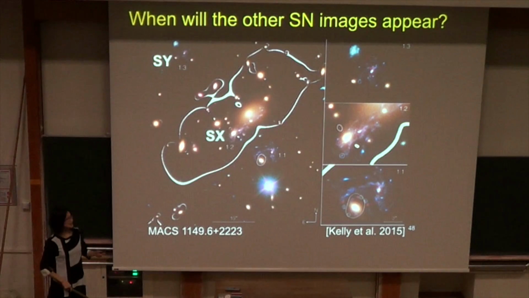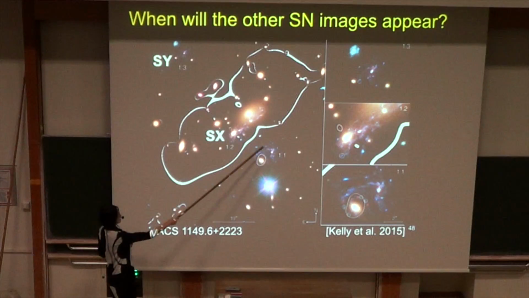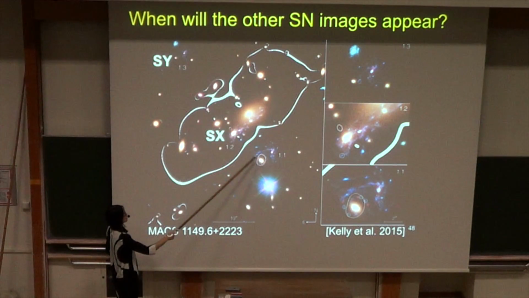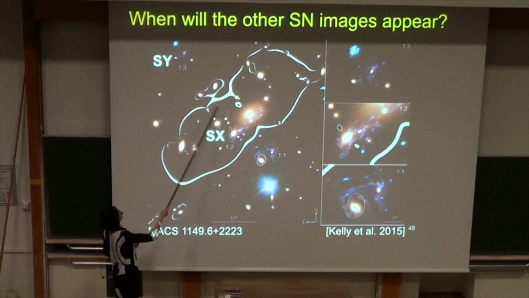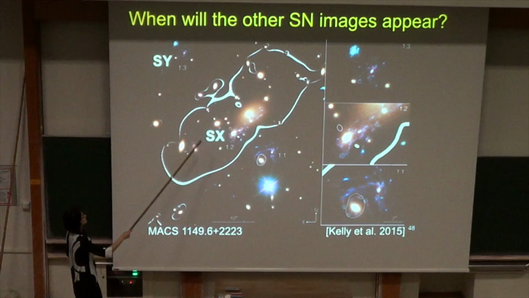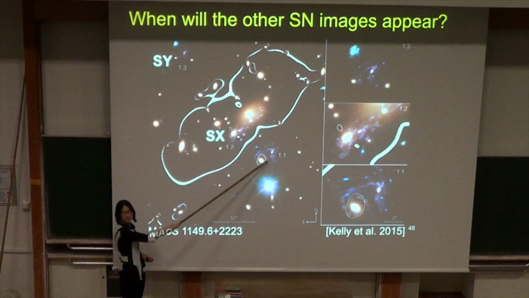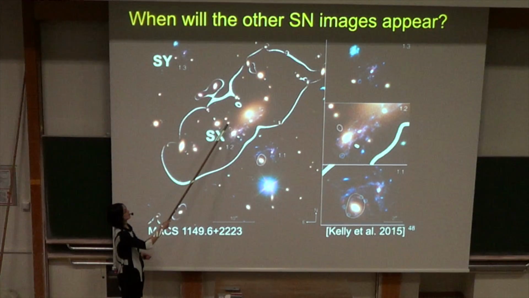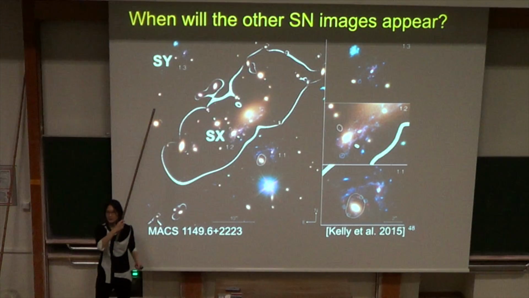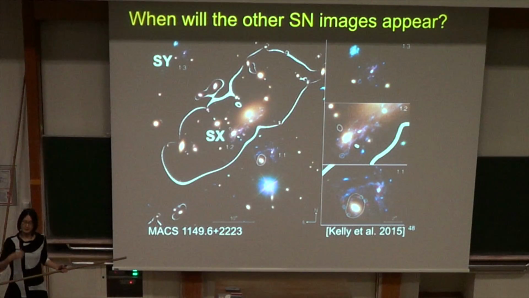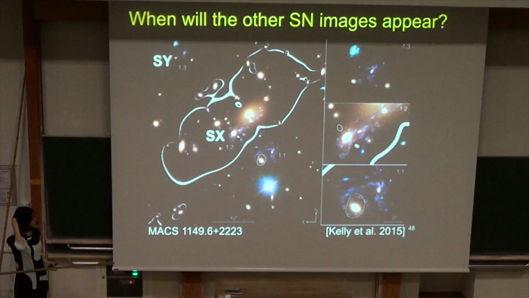Now the exciting question is, there's one image of the spiral galaxy here, but it also appears here and here, which I'll call image SX and SY. So if the supernova appears in this image of the galaxy, it must also appear at some point in SX and SY, because they're the same images of the same spiral galaxy.